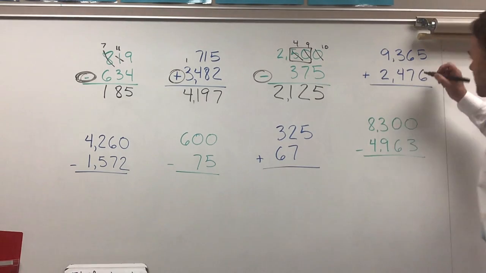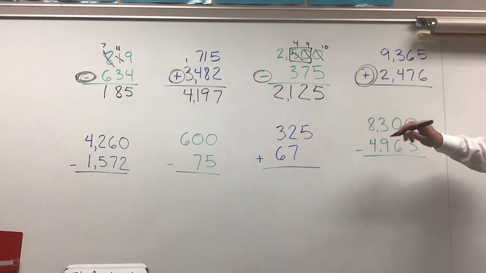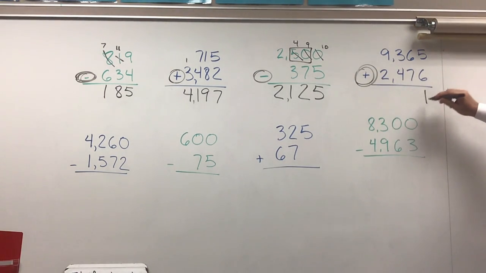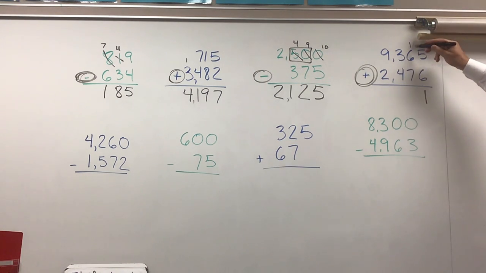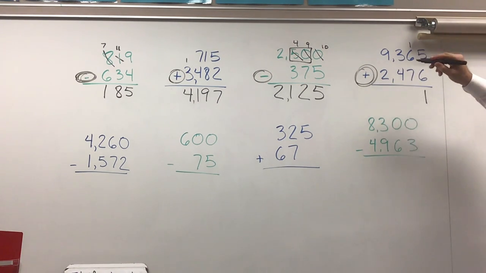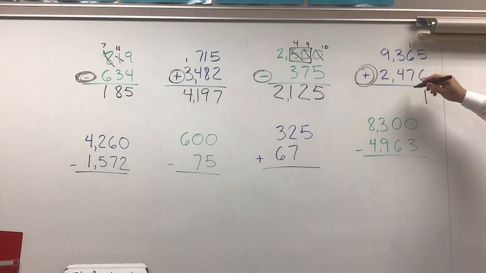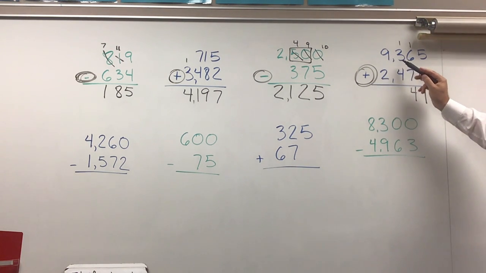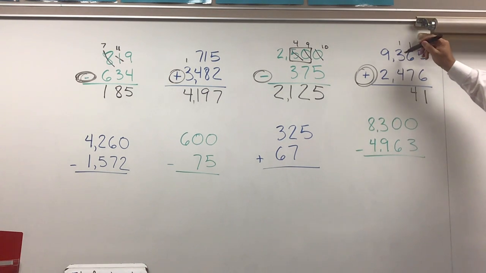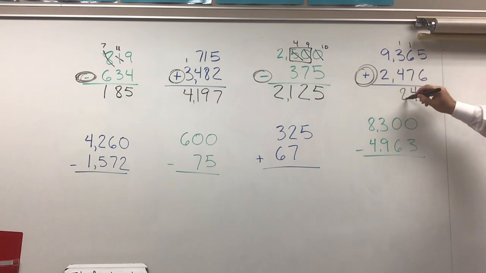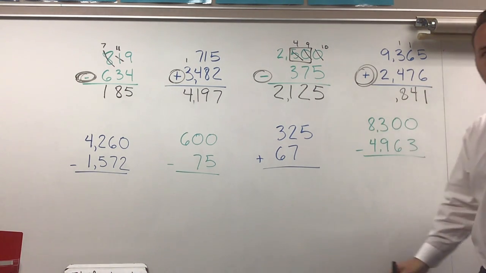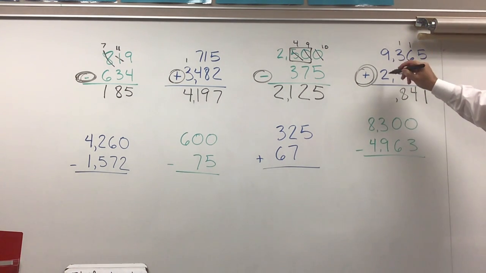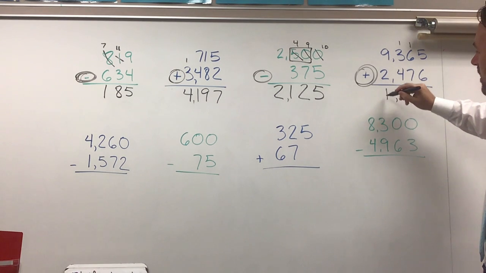All right, 5 plus 6, because I know I'm going to add here. 5 plus 6 is 11. Carry the 1. 1 plus 6 is 7. 7 plus 7 is 14. 1 goes up to the hundreds place. 1 plus 3 is 4. 4 plus 4 is 8, comma, comma, comma. 9 plus 2 is 11.